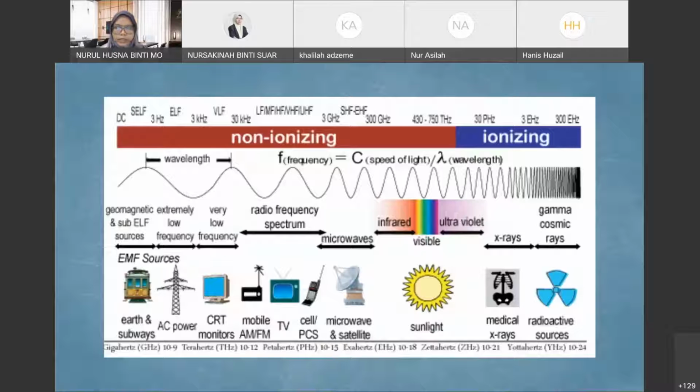From this spectrum diagram, we can see that the non-ionizing radiation here are those that have low frequency and hence they have low energy. Since the energy of the particles of the non-ionizing radiation is low, they can only disturb the electron in the atom without being able to kick them out of the atom. So that's the difference between non-ionizing and ionizing.